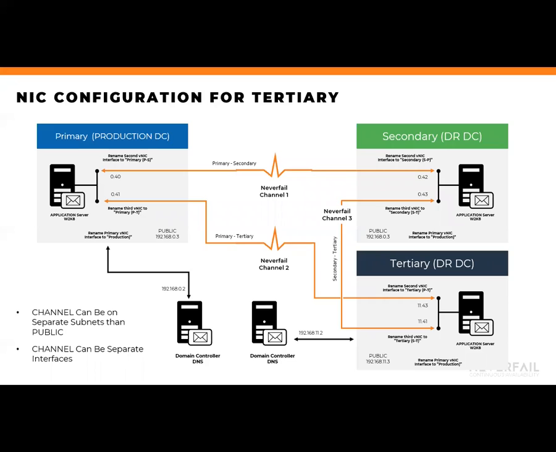But notice too that the local HA copies are on the same subnet. They report to the same domain controller, but the tertiary has a new domain controller at the remote location so that it can do DNS update.